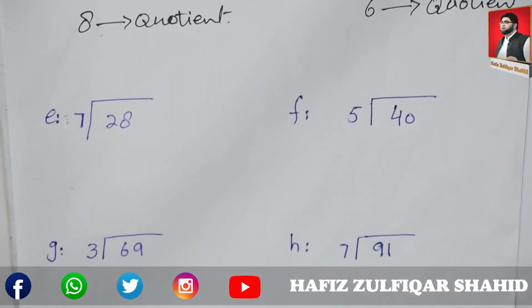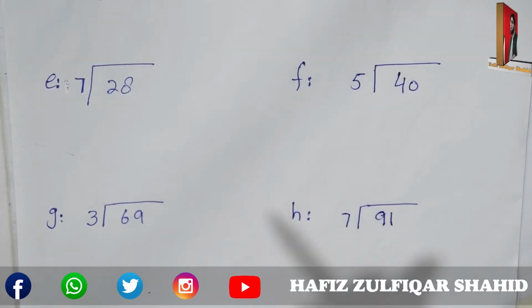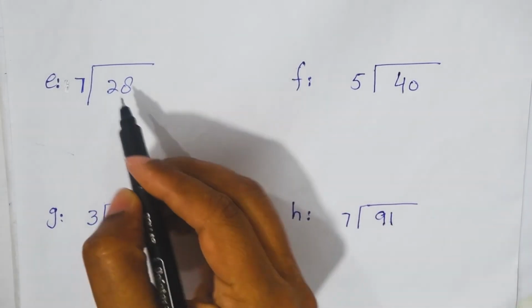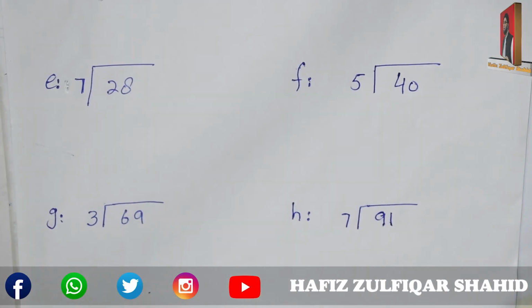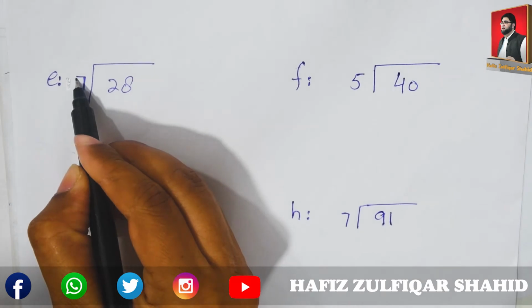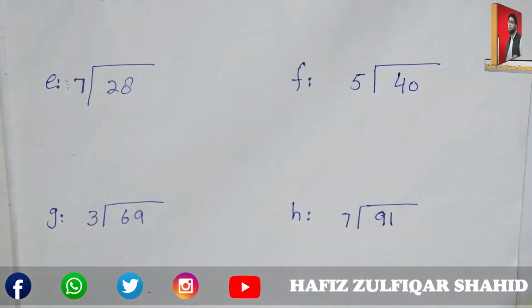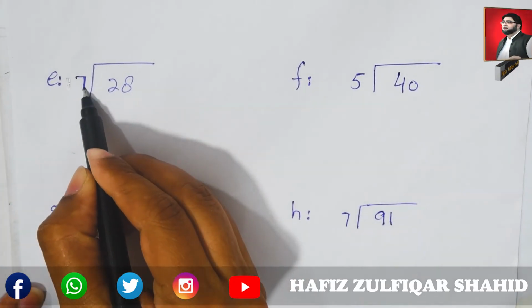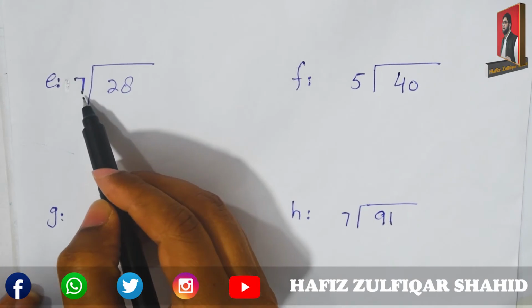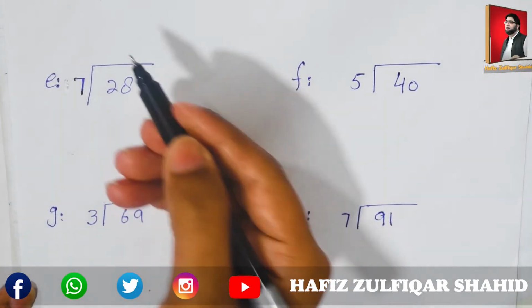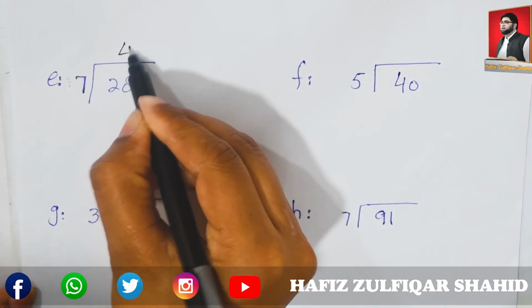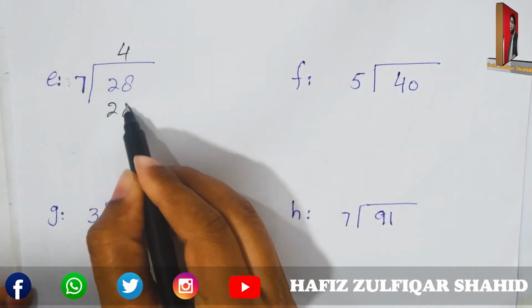Let's see in E part of exercise 11. 28 is divided in sevens. It means we have 28 objects and we have to divide it in sevens. What will be the quotient? 7 4 times is 28.